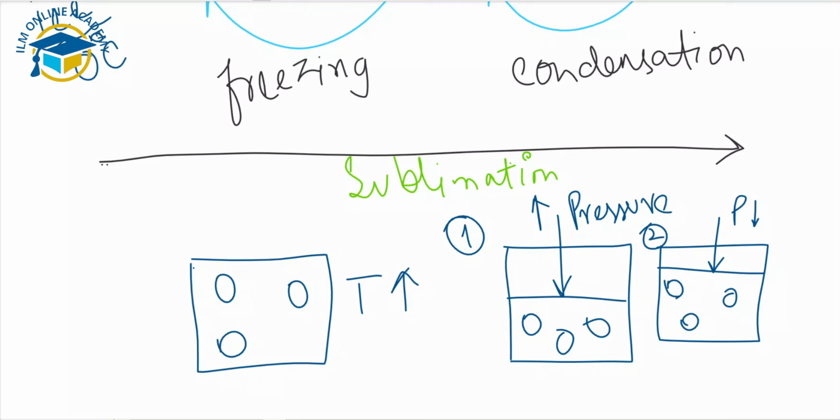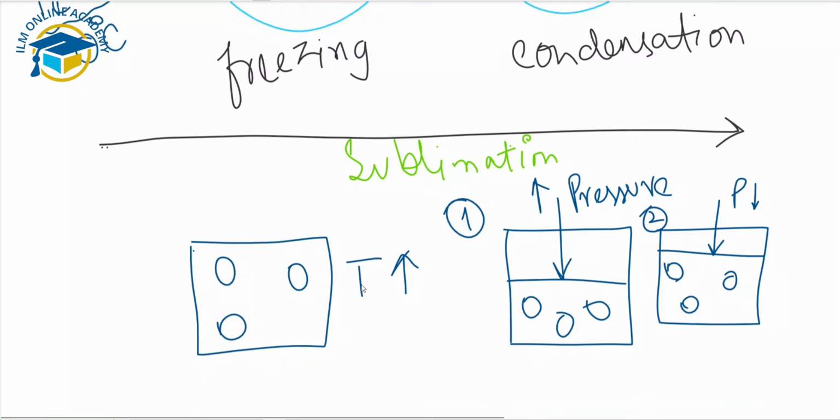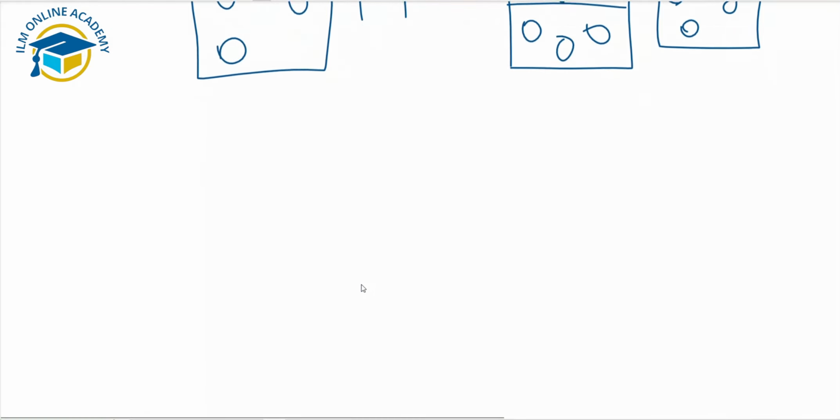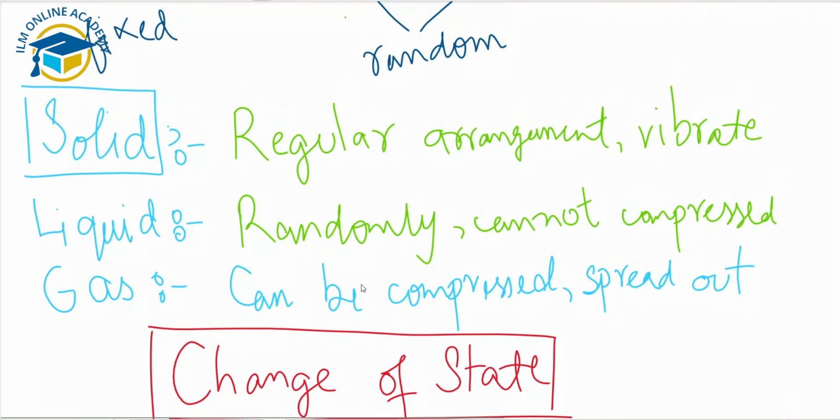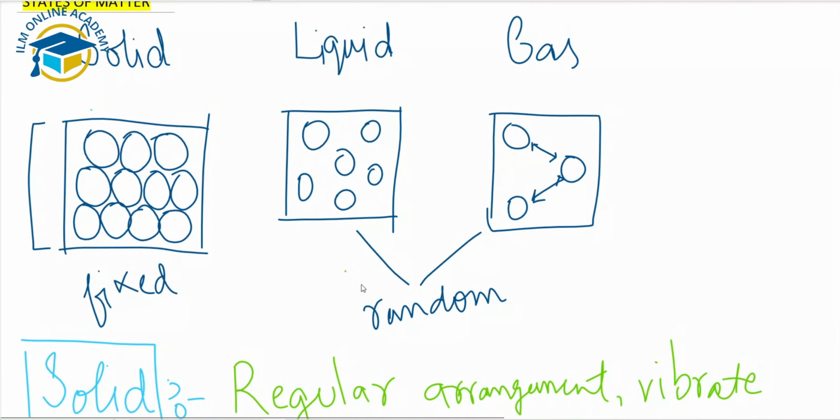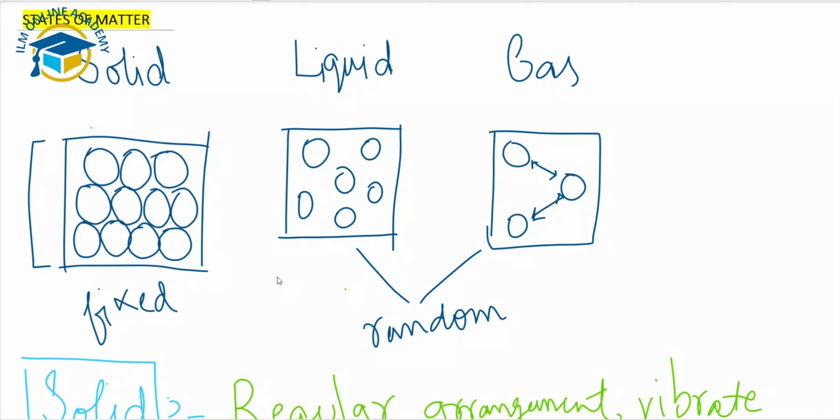Now we'll discuss more about the kinetic particle theory model that describes the three states of matter by presenting the particles as solid, liquid, or gas. So you can see here the arrangement of the particles present in the solid, liquid, and gas.